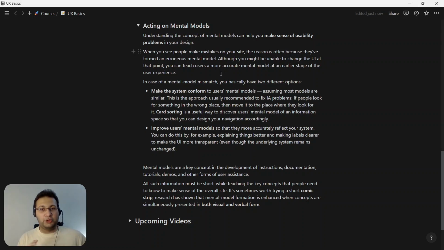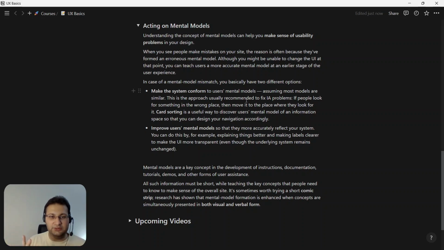So in case of mental model mismatch, you basically have two different options. One, make the system conform to users' mental models. You understand how the users want it to work, and then you implement it accordingly. This approach is usually recommended to fix IA problems, internal information architecture problems. If people look for something in the wrong place, then move it to the place where they were looking. So card sorting is a useful way to discover users' mental model of an information space, so that you can design your navigation accordingly. So this is one fix: you change your system, how it works, how it's designed, how it's structured, to match how the users want it to work.